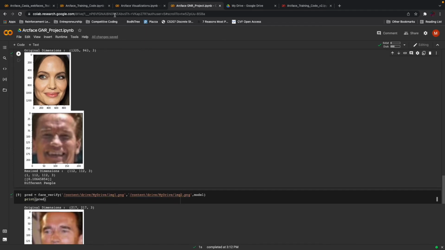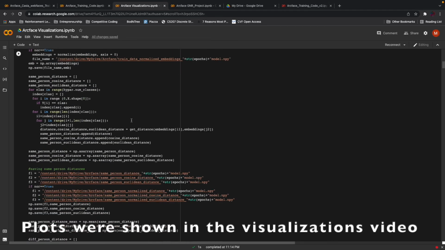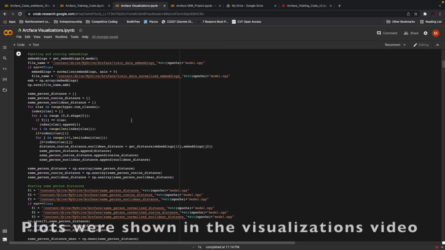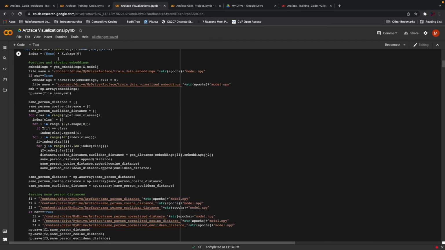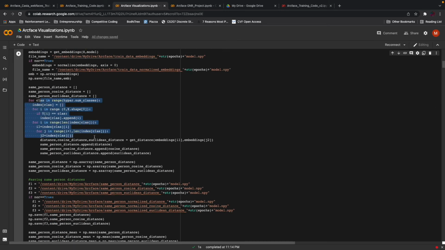So yeah, calculating thresholds is quite a big task, but you do remember the distance plots which you have seen in the previous visualizations, and this came from this calculate threshold function, where I calculate pairings of same people and different people, calculate the distance metric from them, and from that calculate the threshold.